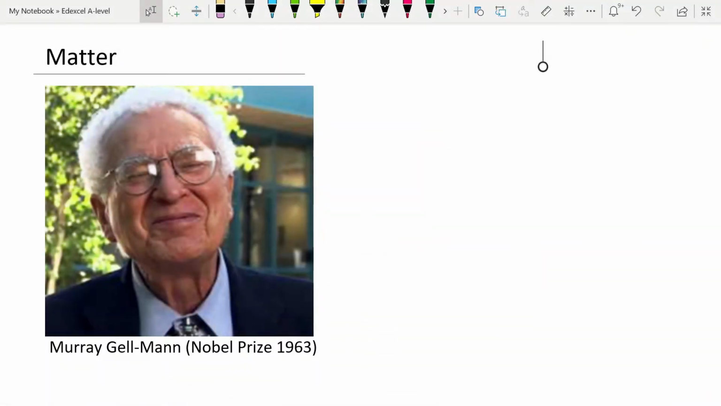Our video today is all about the weird and wonderful world of particles. Our main scientist of the day is our only living physicist on our A-level course, a gentleman called Murray Gell-Mann, who was one of the main particle physicists in the 60s, and as you can see, he won the Nobel Prize in 1963. He was the gentleman who gave the fundamental particles that make up our nuclear particles their name. He called them quarks. And that's what we're going to be exploring today: what are fundamental particles and where are they found?